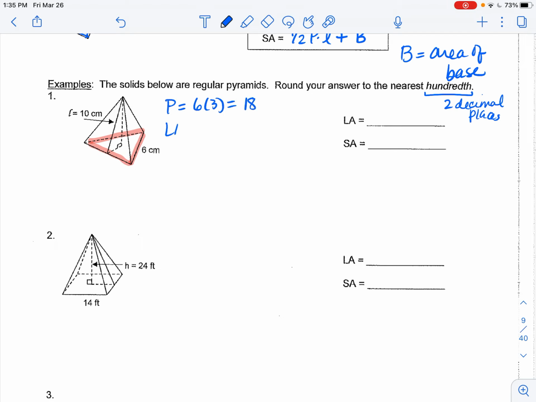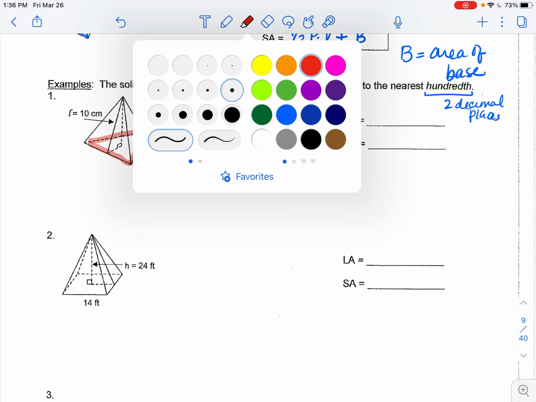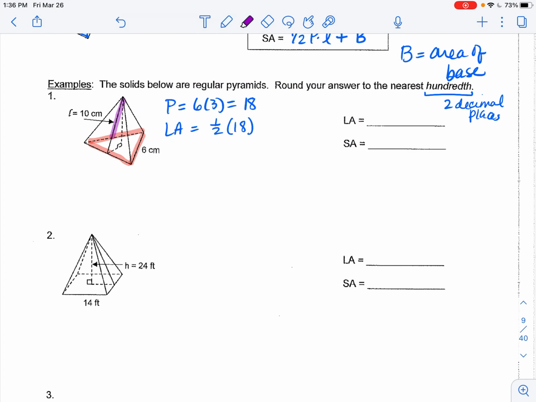So then the lateral area is 1/2 the perimeter of the base times the slant height. And you can see that the slant height is this guy. This is the L. So in this example, it's 10. All right, if we pick up a calculator and work that, 1/2 of 18 is 9 times 10. We don't even need a calculator. That's just 90 centimeters squared.